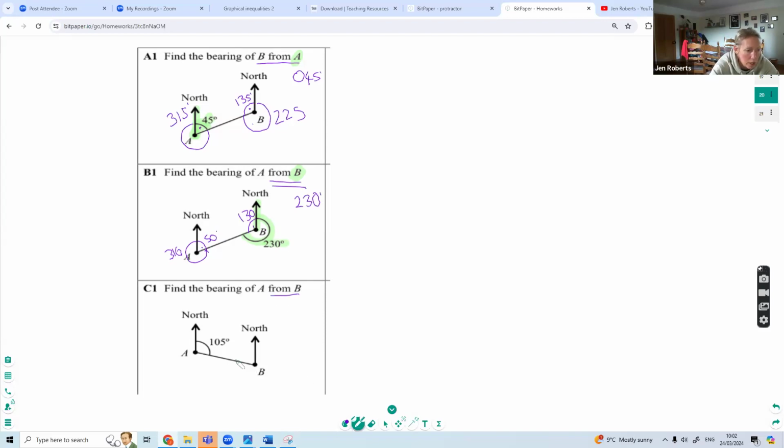Again, let's put a little information in. 360, take away 105 is 255. These two add up to 180, 180, take away 105, 75. Angles around a point add up to 360, 360, take away 75, 285. So which one of these angles do we actually want here? We're going from B. Start north, go clockwise, 285 is my answer.